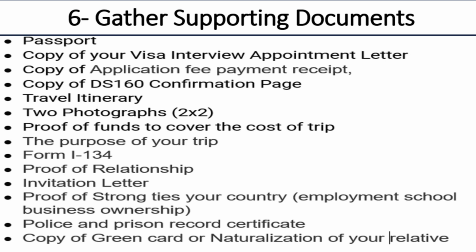Police and prison record certificate, you will need this and it must be translated to English. A copy of the green card or naturalization certificate of your relative if you are visiting a relative. For these supporting documents, some of them have to be translated to English. Make sure they are translated by a competent translator.